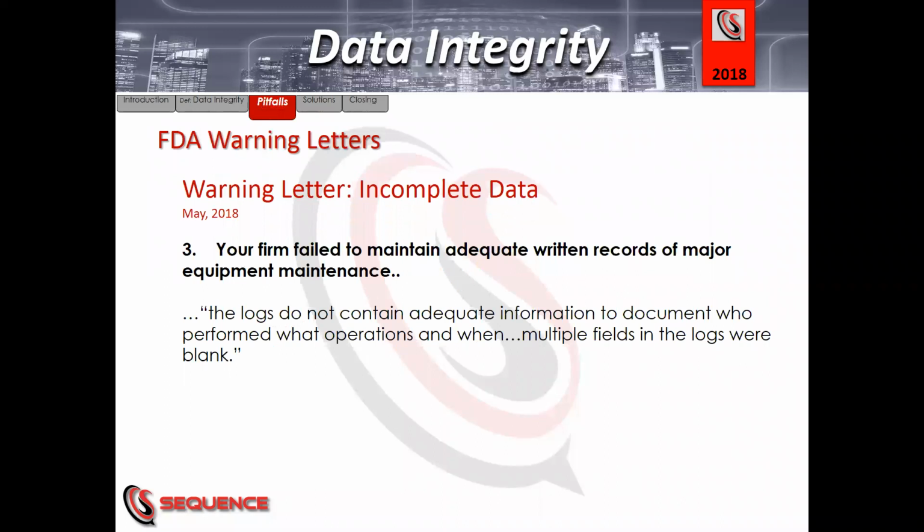Another incomplete data example, again, last month. Your firm failed to maintain adequate written records of major equipment maintenance. Now we're getting more into the manufacturing maintenance side of things. The logs did not contain adequate information to document who performed what operations and when. Multiple fields in the logs were blank. We go back to the complete data.